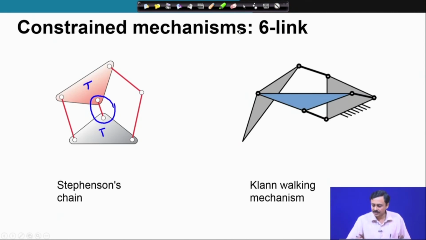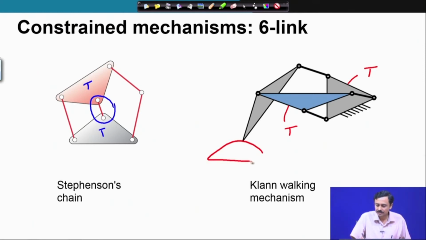An example of this is the Clann walking mechanism. So, let us identify the ternary links. This ground is a ternary link and this is a ternary link, and you see the two ternaries are not connected directly. Now, this mechanism is used in walking robots because this point generates a profile which looks like this, which is required for walking machines.